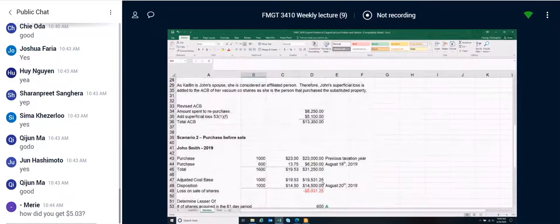Right? Like right here, Marie. Again, you have to remember your cost base is now adjusted because of the weighted average. So your cost base is 19,531.